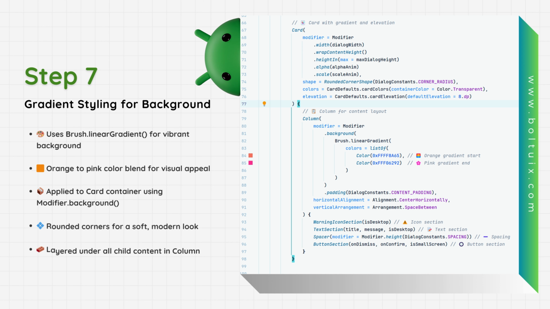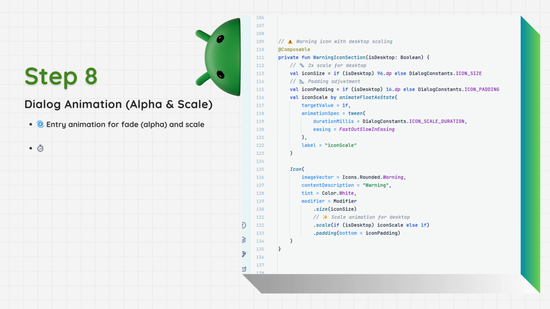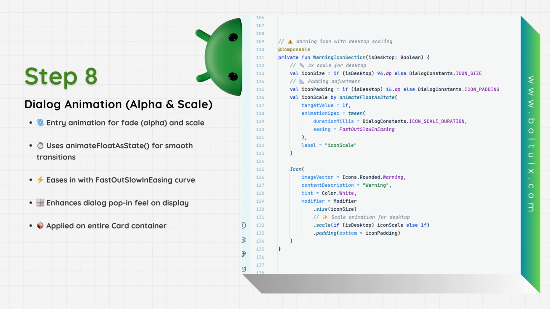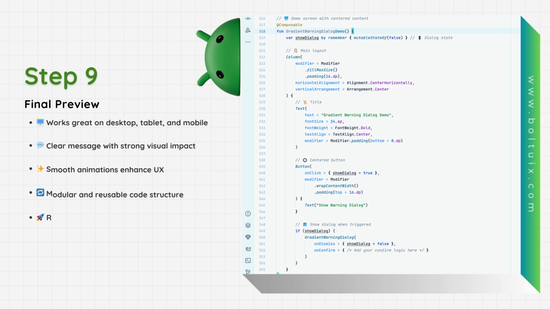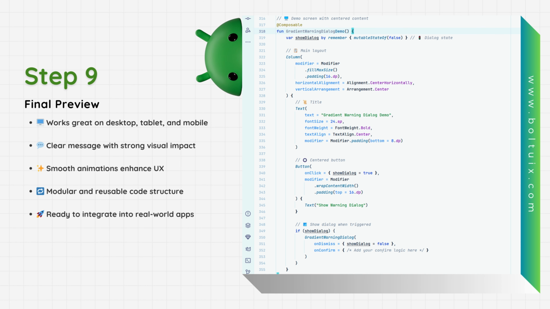Finally, we give the dialog a modern gradient background and smooth entrance animations using animateFloatAsState. Constants help keep the styles consistent. Here's the final result: a responsive, animated, and beautiful dialog ready to be dropped into any Compose app. Clean, modern, and easy to reuse.